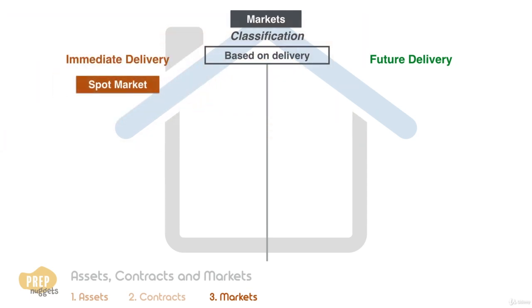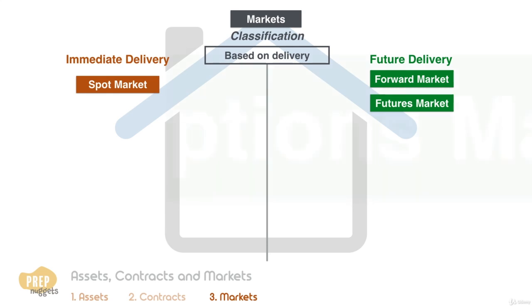Markets for immediate delivery are referred to as spot markets, while those that trade contracts for future delivery are forward or futures markets. Options markets trade contracts that deliver in the future, but delivery takes place only if the holders of the options choose to exercise them.